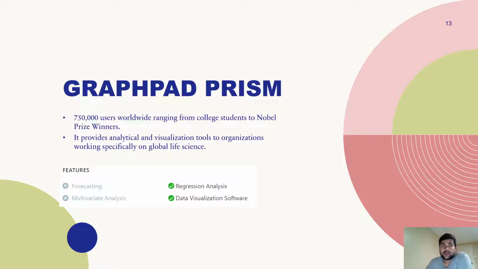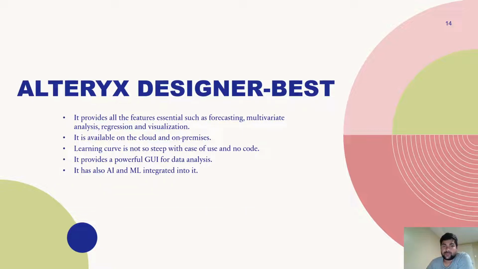The last is GraphPad Prism. GraphPad Prism is basically used for regression analysis and visualization purposes, and it's a very popular software. It has 750,000 users worldwide, ranging from college students to Nobel Prize winners. This software basically targets organizations that work specifically in global life science. These organizations actually use the software for analysis and visualization purposes.